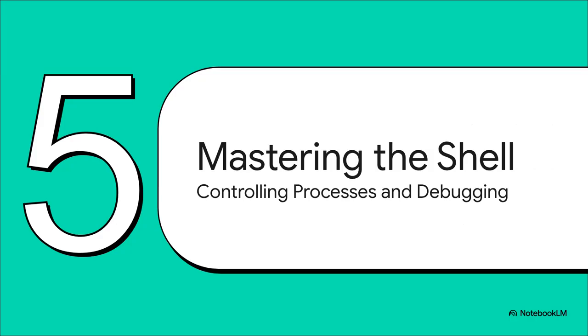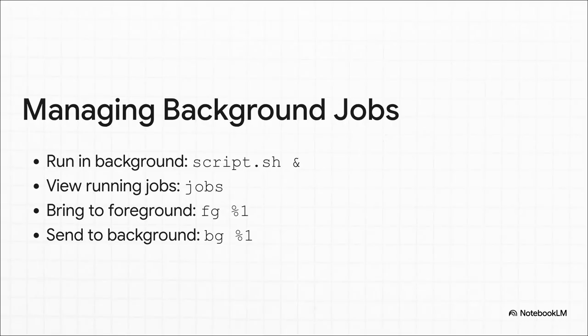All right, for our final section, we're going to level up with 2 essential skills for really mastering the shell: how to manage your scripts when they're running, and, this is a big one, how to play detective when they don't work. So sometimes you'll have a script that needs to run for a long time. You don't want to just sit there staring at a blinking cursor, right? Well, if you add that little ampersand at the end of the command, you tell the shell to run it in the background. It frees up your terminal so you can keep on working. And you can manage these background tasks with commands like jobs, fg, and bg. It's like multitasking for the command line.